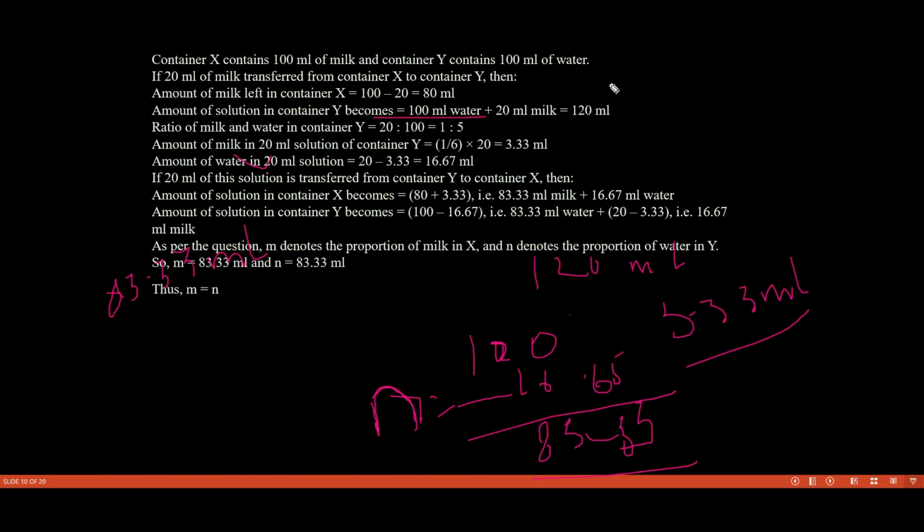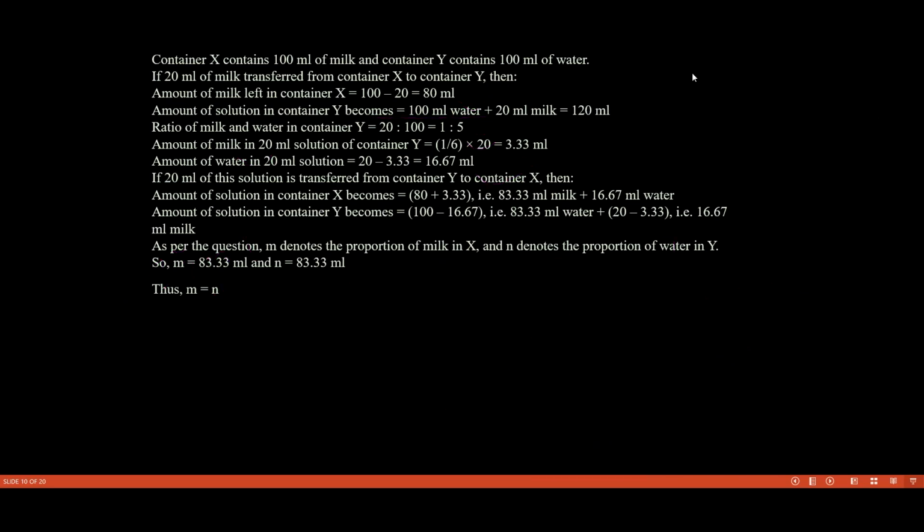So first we are transferring the milk from container X. So that is 100 minus 20, that is 80 ml, and then Y becomes 120 ml. The ratio is 1:5. So you get the quantity of milk in this solution is 3.33, and the amount of water in the 20 ml solution is 16.67, and so you are going to get 3.33 ml. All right, so M is equal to N. That's how you can do this question.